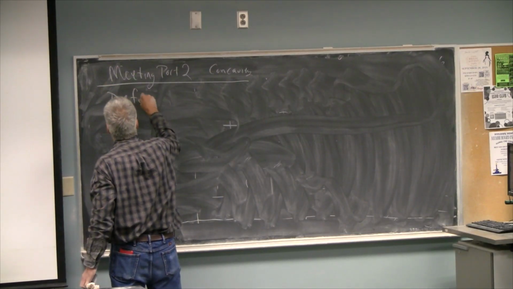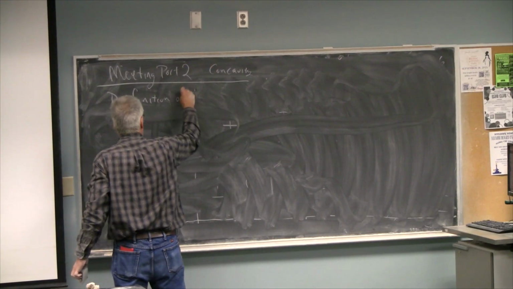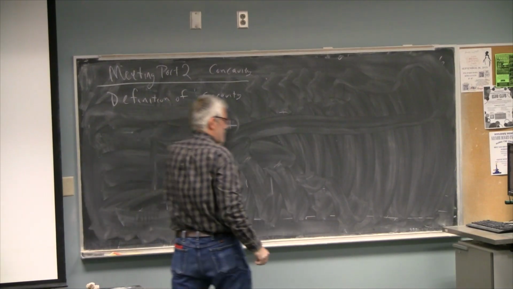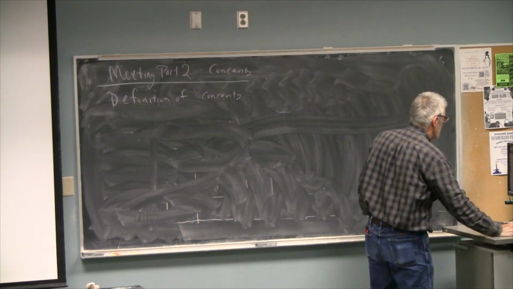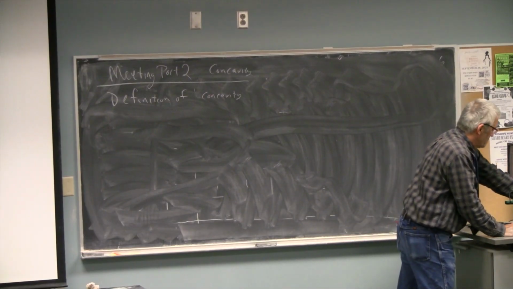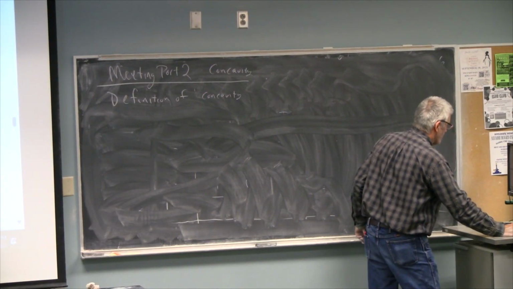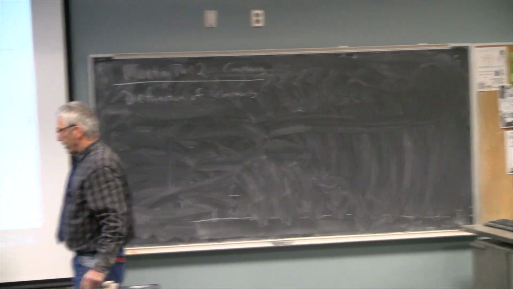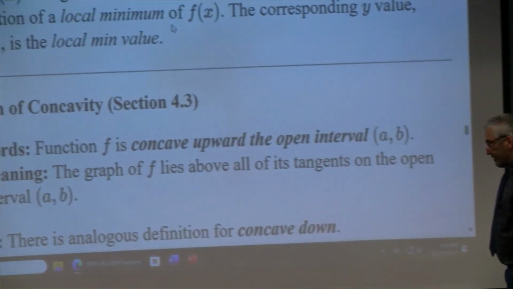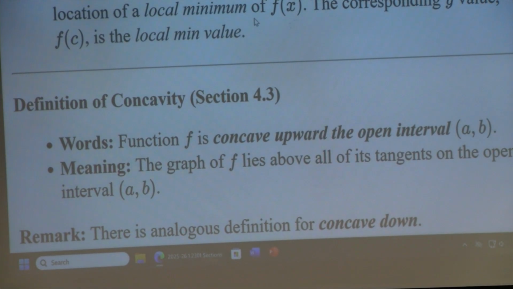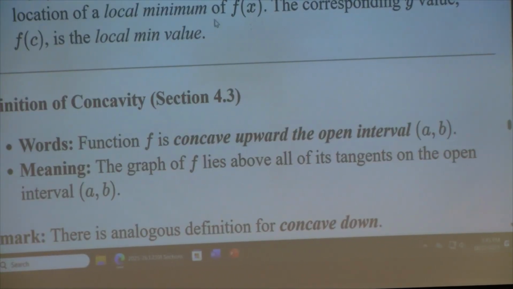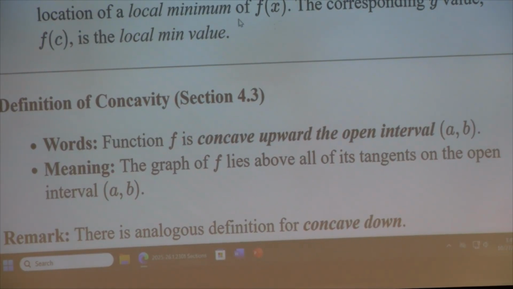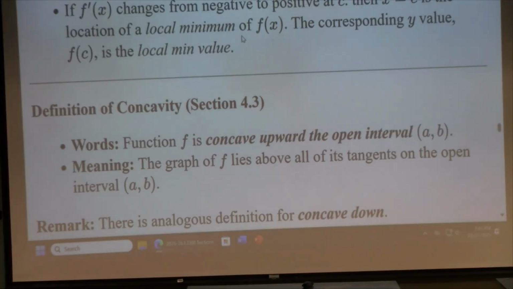So I'm going to start with a definition of concavity. A function is said to be concave up on an interval if the graph lies above all of its tangent lines on that interval. So here's a picture of a graph that does that.